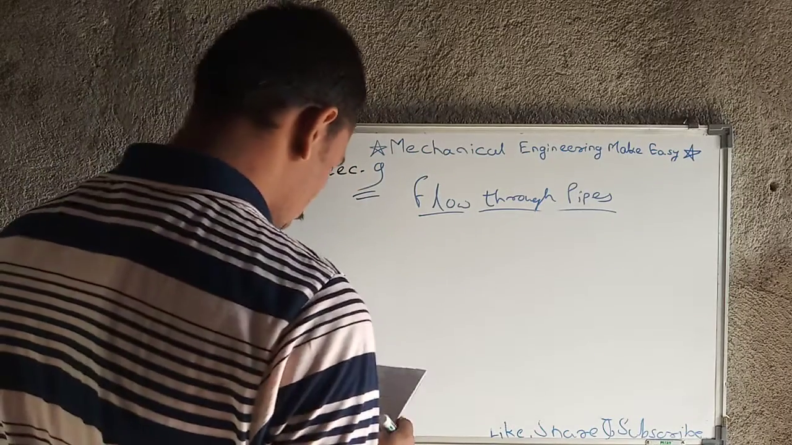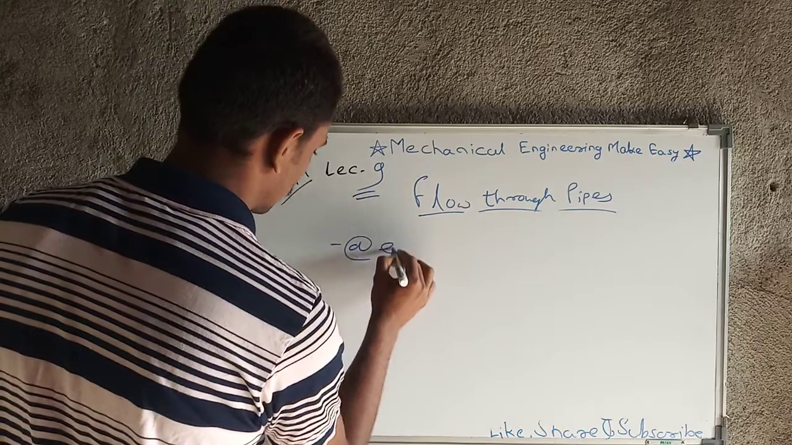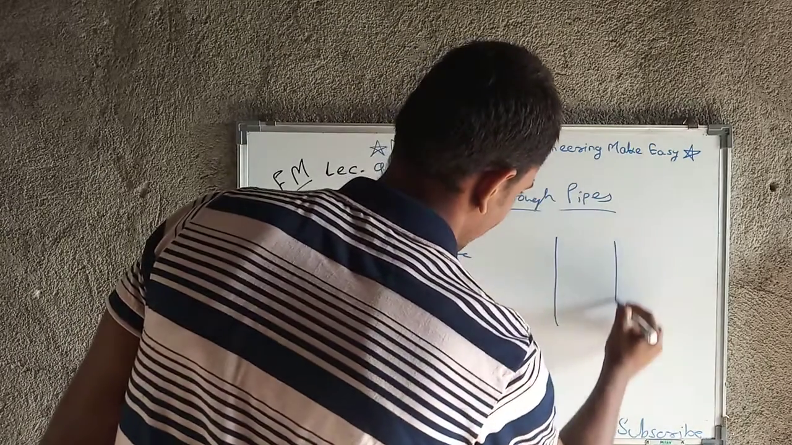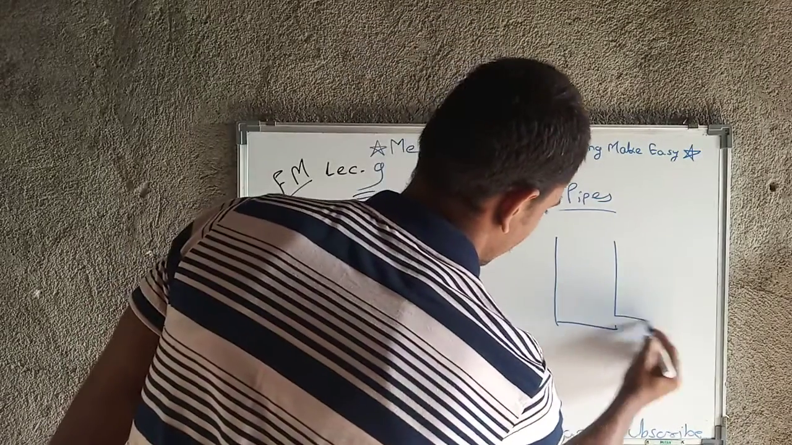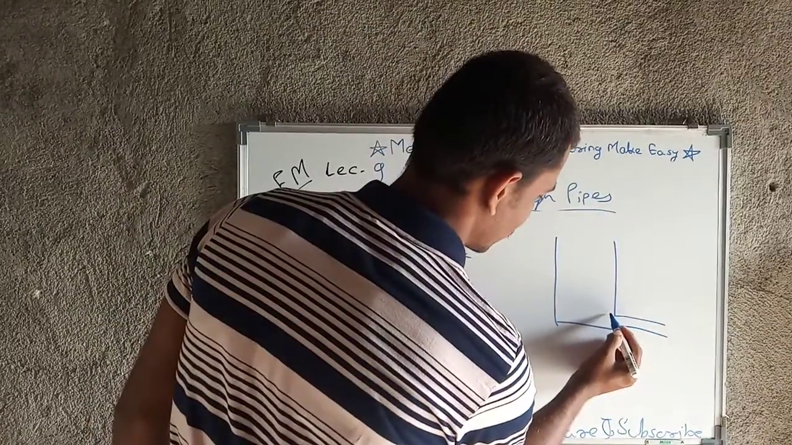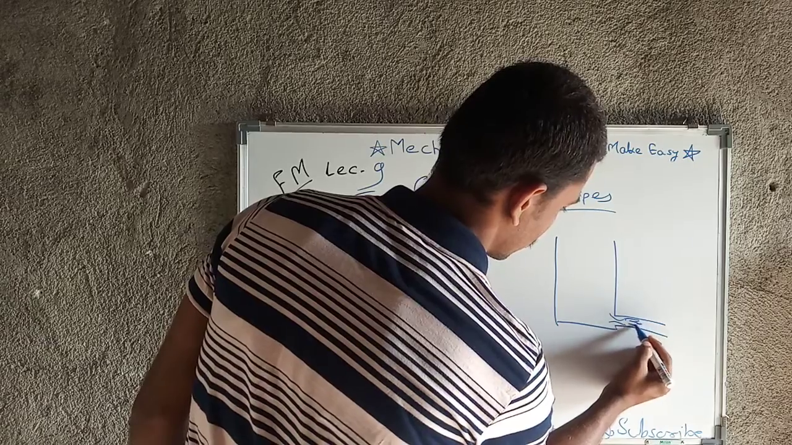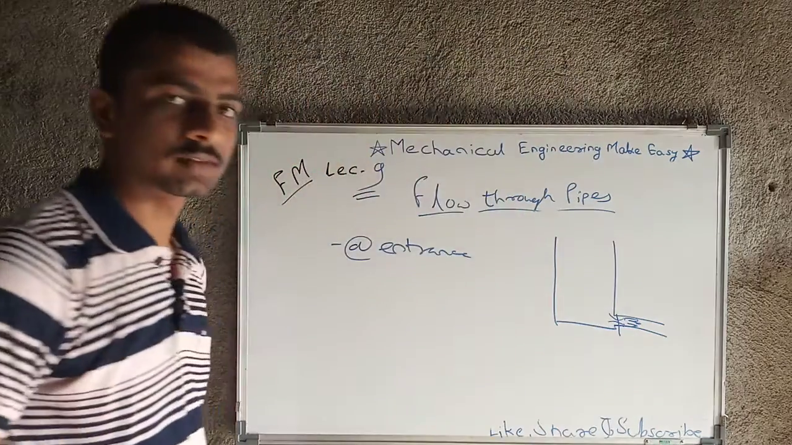So next loss is at the entrance. What happens if there is any tank? Assume this is a tank, and here the pipe is going from this. So at the entrance the flow will move likewise. So here at the entrance some loss happens.